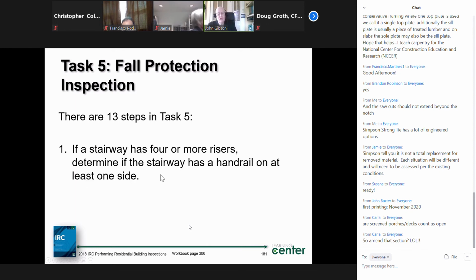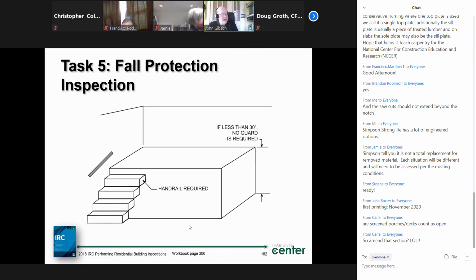This is going to be when we have 4 or more risers. I need a handrail on at least one side of every flight of stairs. It must be continuous for the flight of stairs. Now, I may have stairs come up to a landing, go across the landing, and then I've got another set of stairs that go up to the next floor. So that's 2 flights of stairs, meaning I could have 2 separate handrails.